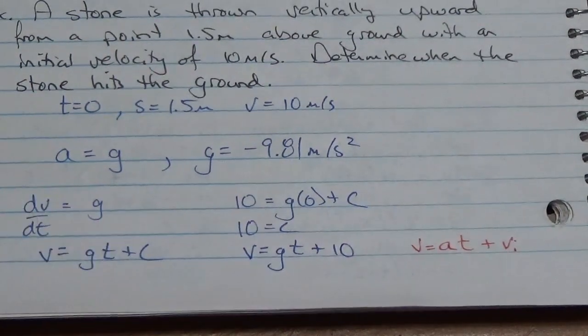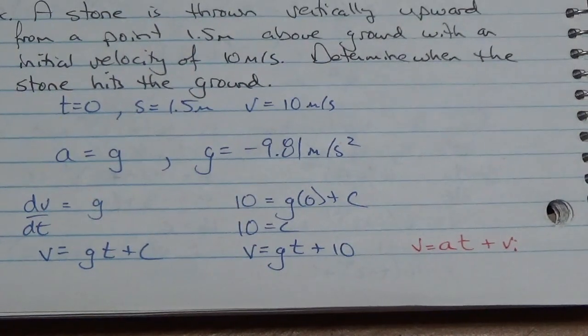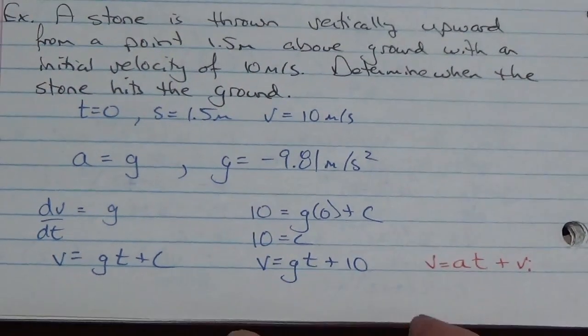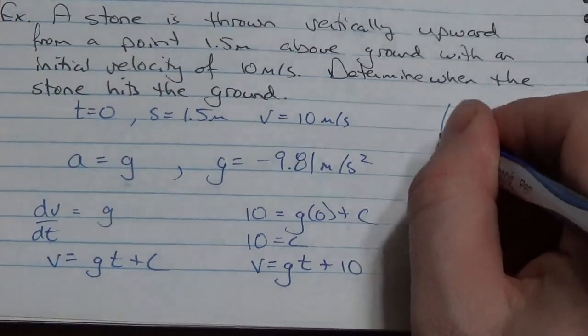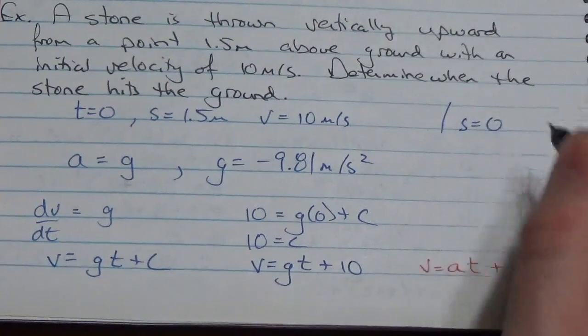Do you recognize that particular equation? Yeah, that's a kinematic equation. You would have worked with that one in your physics class. Anyway, let's keep going here, because this isn't where we wanted to end. The question was, determine when the stone hits the ground. For some people this is really hard to get your head wrapped around. When the stone hits the ground, that's where the displacement is equal to 0.